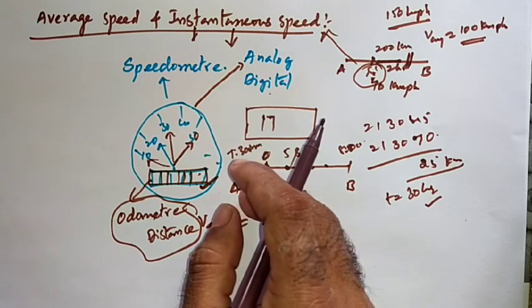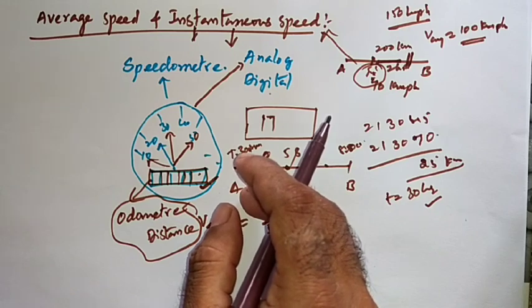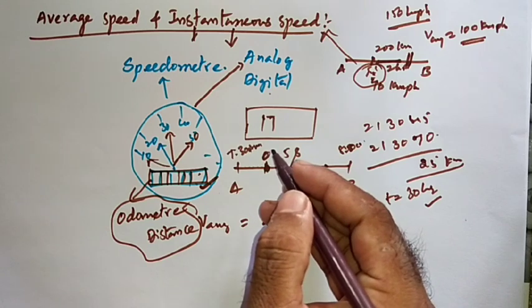Okay, uniform speed, uniform motion, average speed and instantaneous speed. Clear? Very good. This is today's concept. We will be meeting in the next concept.